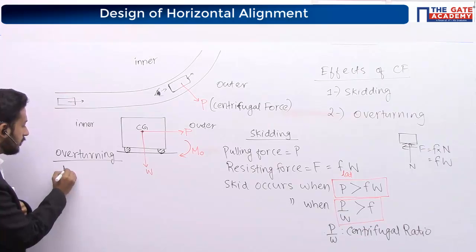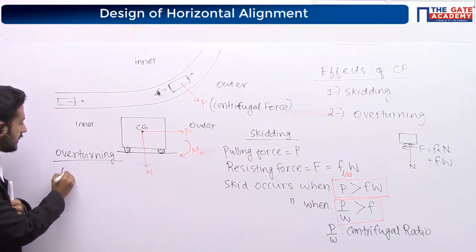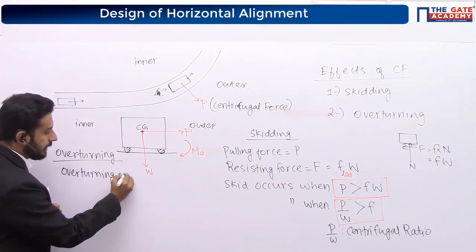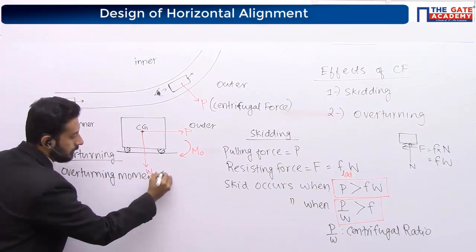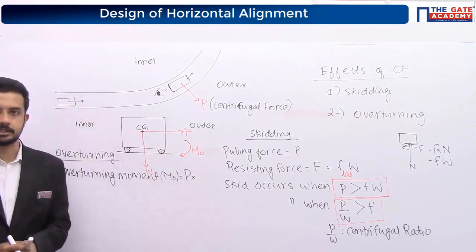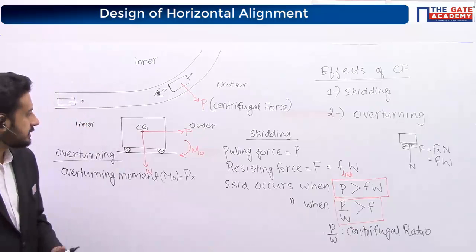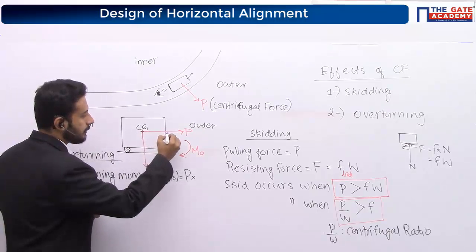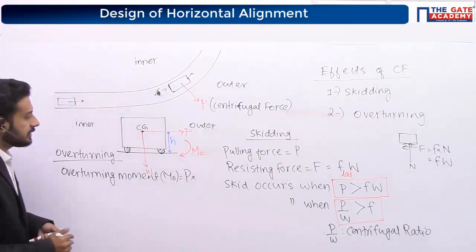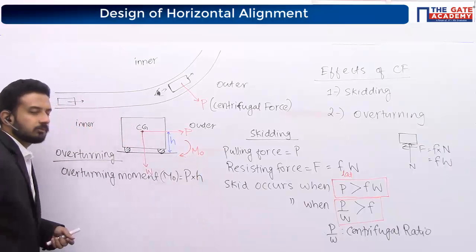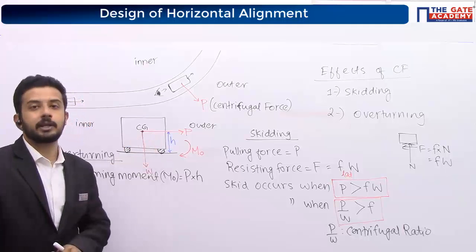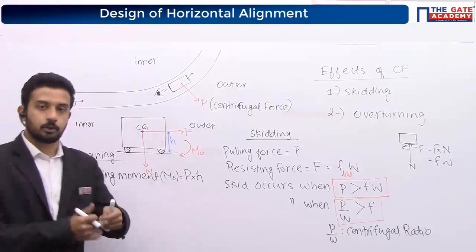So who will try to overturn? Centrifugal force only. So what can I write? Overturning moment. In parallel you also note it down. Overturning moment, what will it be? Force into perpendicular distance. What is that perpendicular distance? The distance between this force and this height. I am putting it as small h. So P into small h. What is that small h? Nothing but the height of your center of gravity above the road surface.